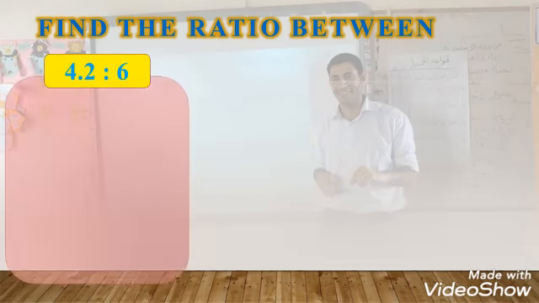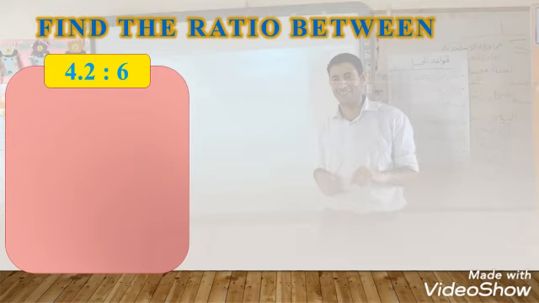Another example, 4.2 to 6. In this case, we will treat with a decimal number and a whole number. This is another type of example. We find the ratio between a decimal number and a whole number.